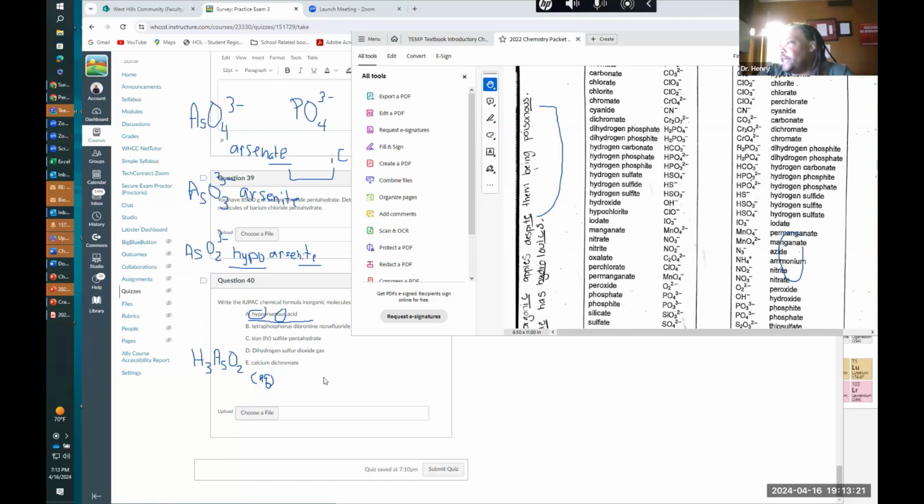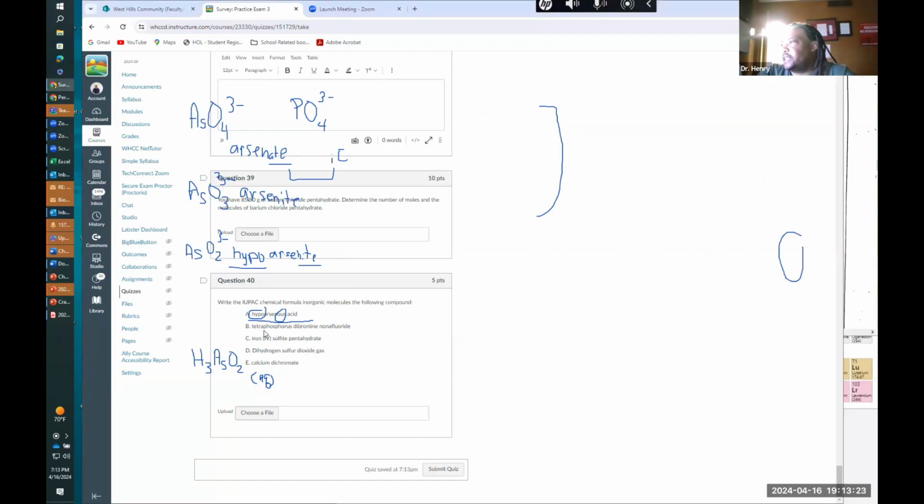Okay. So the next one is tetraphosphorus. Tetra means what? 4. So we have 4 phosphorus. We never use it as a coefficient, so we know it's going to be a subscript. So it's going to be P4. Dibromine. Di means what? 2. So Br2.